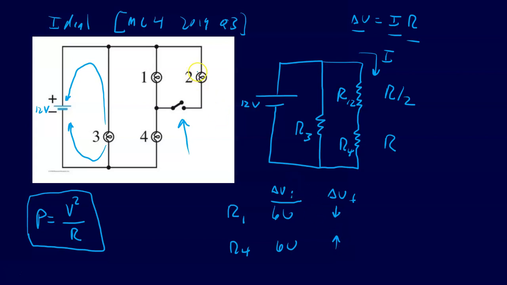And of course, R2 gets brighter because it was completely dim before. Again, lots of ways to think about this. You don't have to think about it this way, but I'm just trying to give you a method here. And again, for me, this one was much easier to use V squared over R.